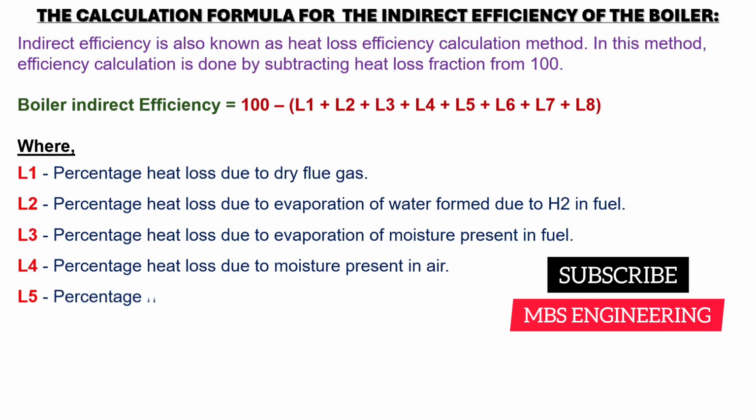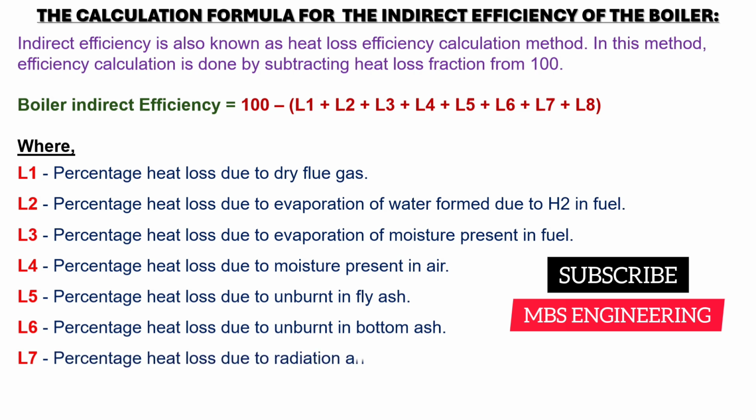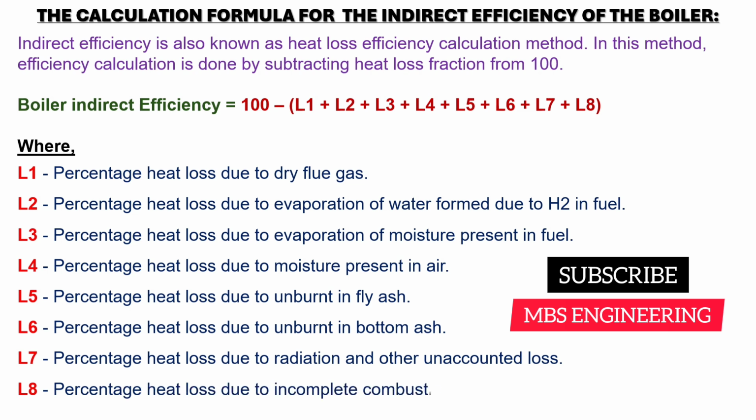L5 is the percentage heat loss due to unburnt in fly ash. L6 is the percentage heat loss due to unburnt in bottom ash. L7 is the percentage heat loss due to radiation and convection loss. L8 is the percentage heat loss due to incomplete combustion in a boiler.